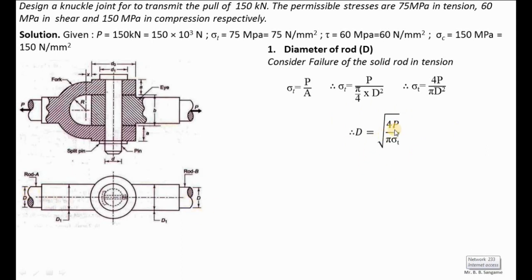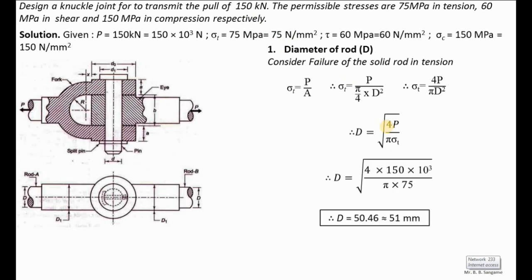So let us put the value of P, which is 150 into 10 raised to 3, and sigma T is 75 Newton per mm square. Let us calculate the diameter of rod. As per the calculation, the diameter of rod is 50.46. So I have rounded it to the next digit of 51 mm. So here we have calculated the diameter of rod A and rod B.